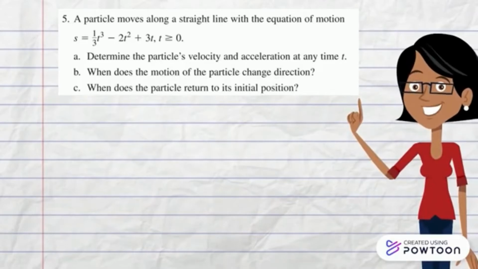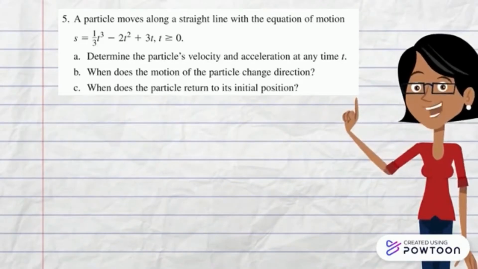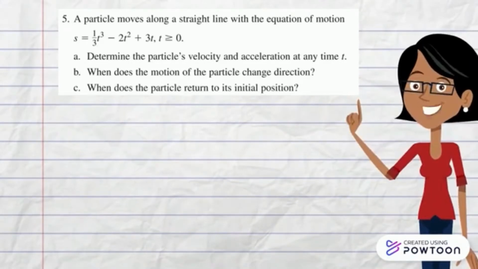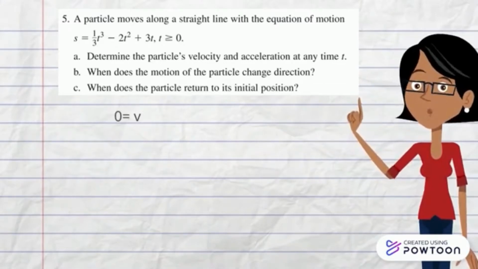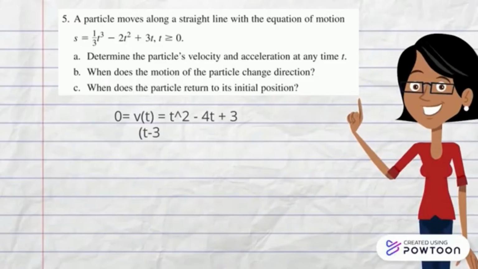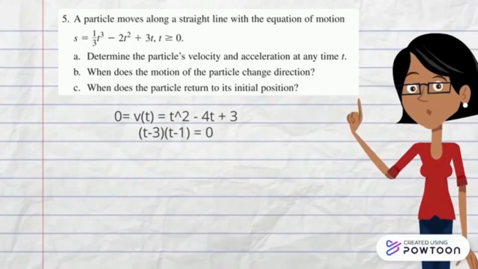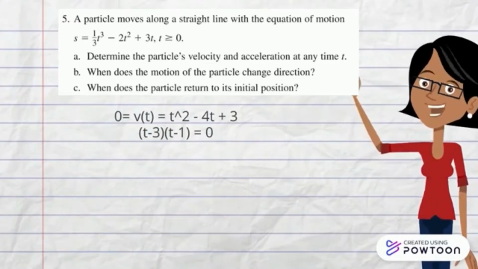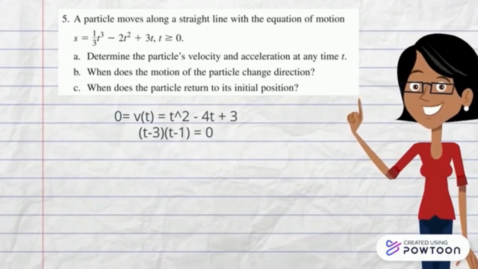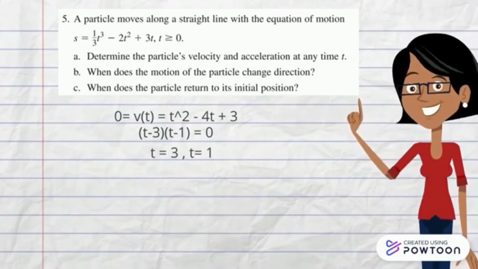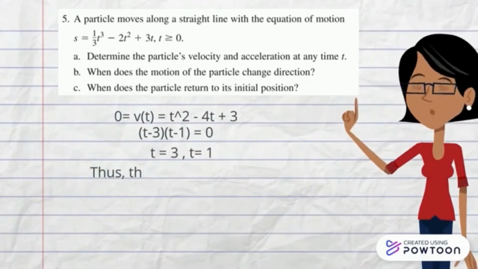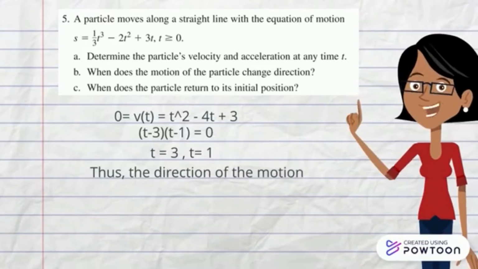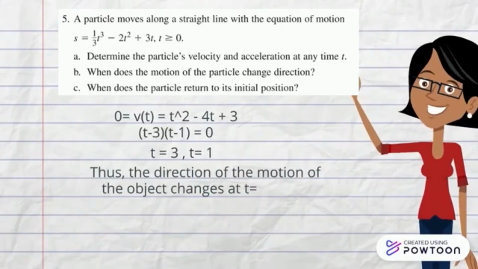Now, let's look at part B, which says, when does the motion of the particle change direction? When dealing with change of direction, we equate velocity to 0. Since v is written in a quadratic equation, we factorize it to get the answer easily. As a result, we get t minus 3 times t minus 1 equals 0, and t equals 3 and 1 respectively. Thus, the direction of the motion of the object changes at t equals 1 and t equals 3.